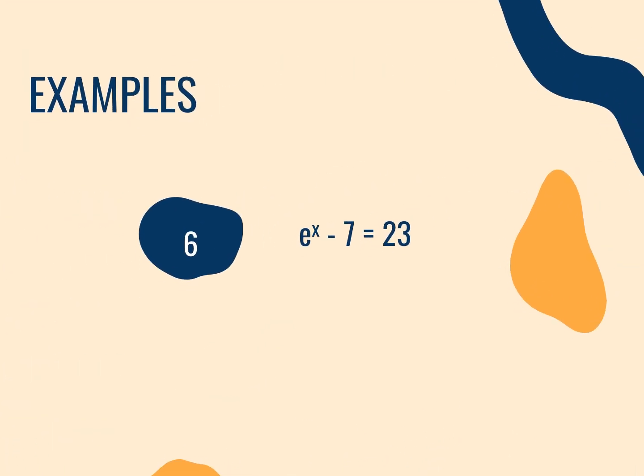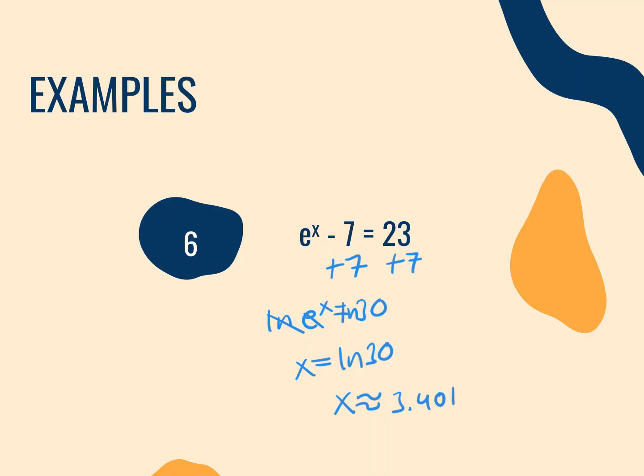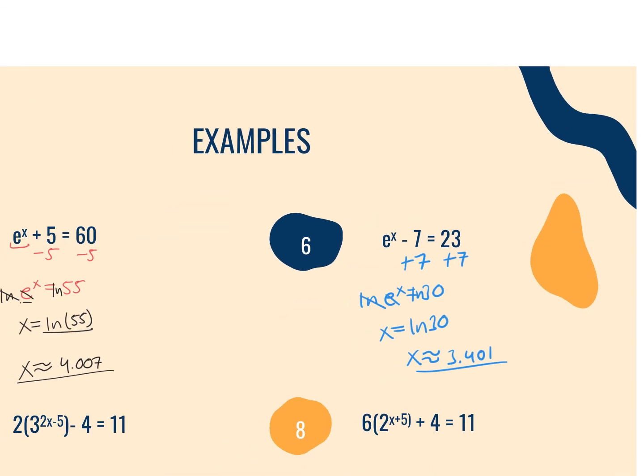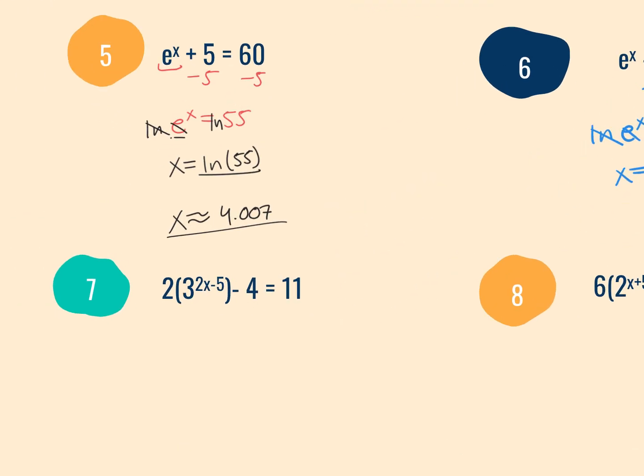This one also is not very special, right? Again, get the e by itself, so I'm going to add 7. I get e to the x equals 30. And then when we ln both sides, the ln and e cancel, so I get x equals ln of 30. All right, and then again, we can approximate this to some decimal places, and ln 30 is going to get us 3.401.